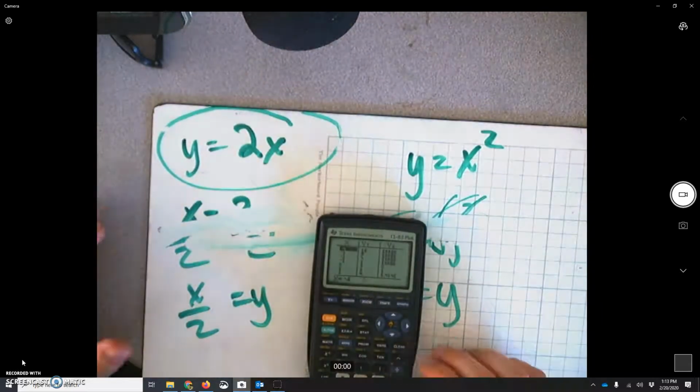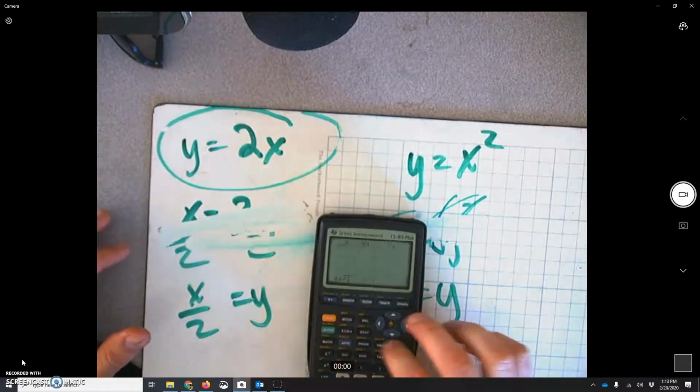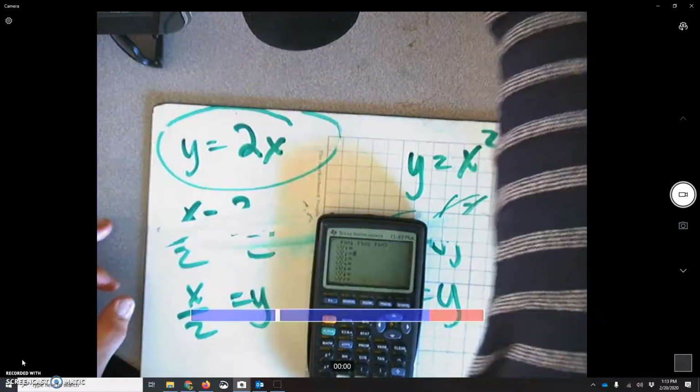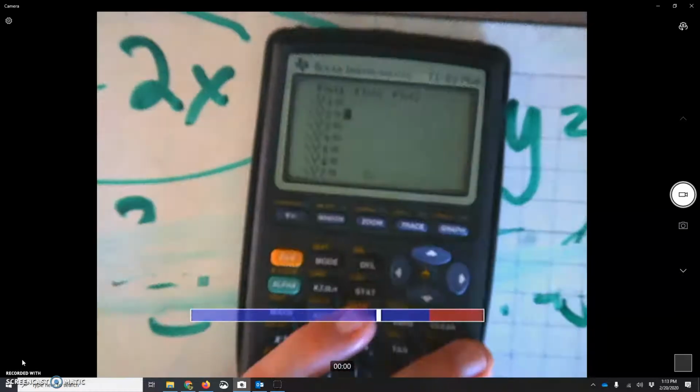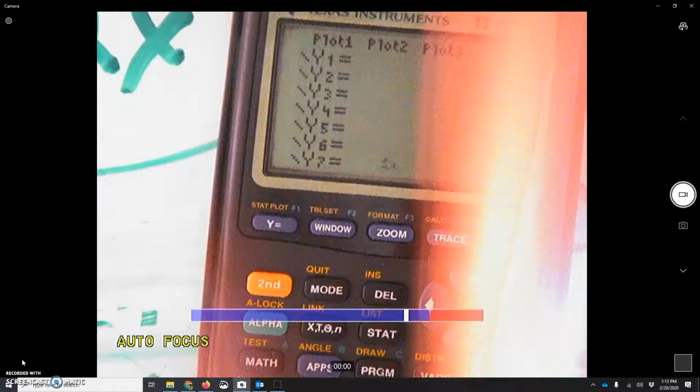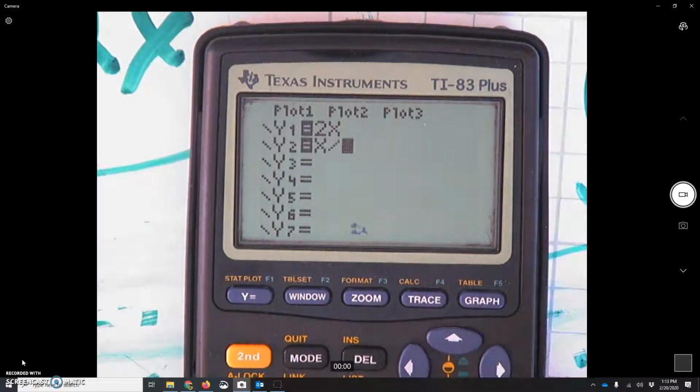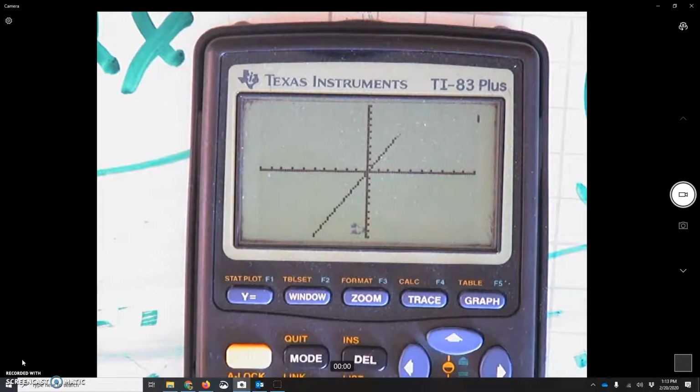I'm going to graph these real fast. I'm going to zoom in. See if you can see this here. All right. So, first one we're going to do is 2x. And then we're going to do the inverse, which was x divided by 2. I'm going to hit graph. That's the first one. That's 2x. And this is x over 2.